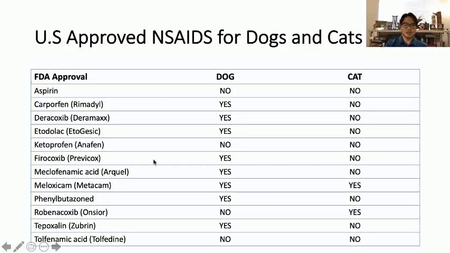Here is a list of NSAID that have been approved for use in dogs and cats in the United States. Aspirin is not approved in dogs and cats, none of them. We have carprofen, deracoxib, etodolac, ketoprofen, firocoxib, meclofenamic acid, meloxicam, phenylbutazone, robenacoxib, tepoxalin, and also tolfenamic acid. And here we are showing what can be used in dogs and which one can be used in cats.